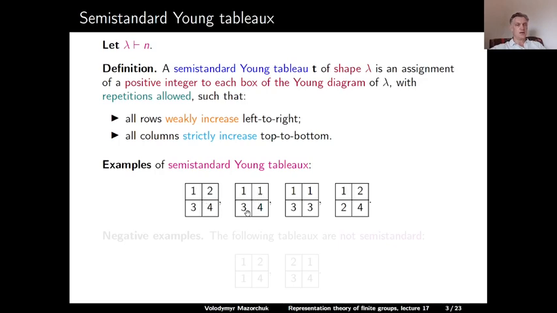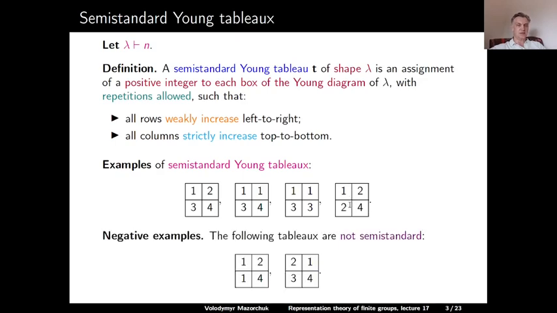Now 1-1 and 3-4, this is a semi-standard Young tableau since the first row weakly increases. So 1-1, 3-3, also a semi-standard Young tableau, both the first and the second row weakly increase, while the columns increase strictly. And here is 1-2, 2-4, so this is also a semi-standard Young tableau.